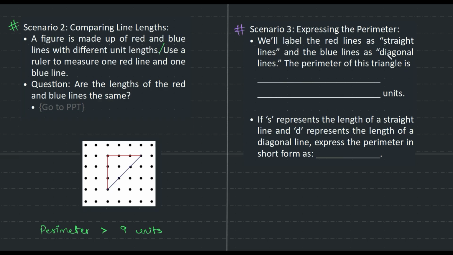Now, the next part. We are getting introduced to a new word, that is diagonal. So you will use it often in time. But yes, let's go with this. Let's label the red line as straight line and the blue line as diagonal. The perimeter of the triangle would be, okay, you need to pause over here and figure out the answer.